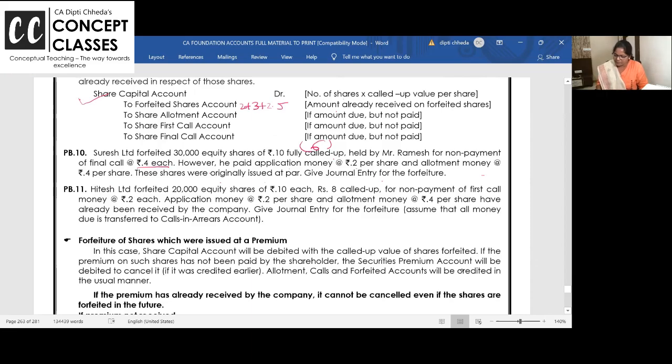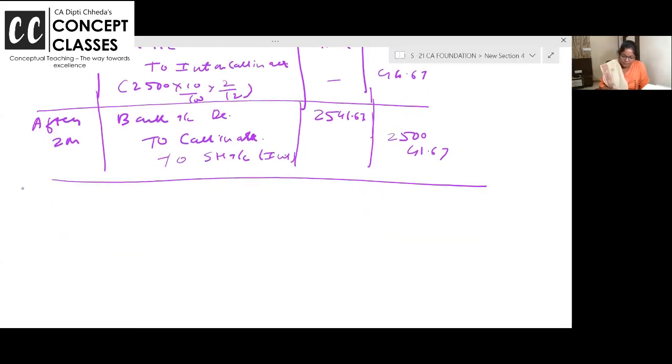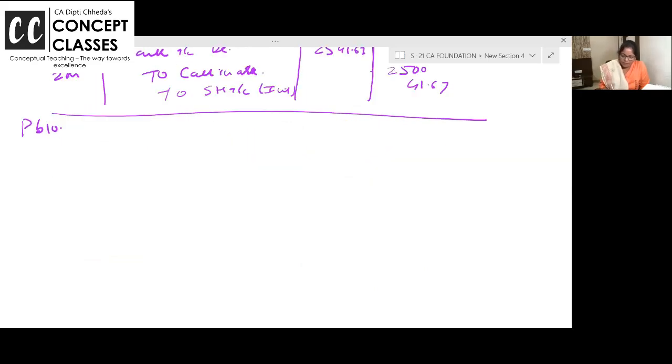10th problem. Problem number 10. अभी करते हैं नोटबुक. Concept of shares forfeited. Whatever amount is received is forfeited, and what is due and not received is reversed. Shall we write it? It will look nice.